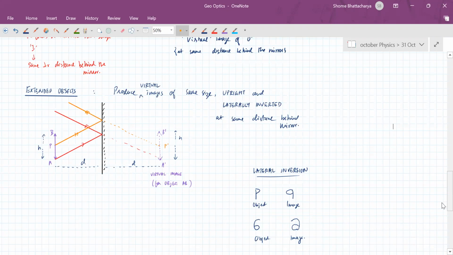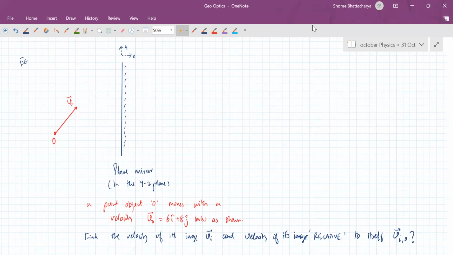Okay, let's come to the question now. To deal with this question, what you have to keep in mind is that at any point of time, the image of that object O will be behind the mirror at the same distance as the object is in front. Keeping that property in mind, try to visualize how the image will be moving as the object moves like this. You can also break the velocity of the object into two components, parallel to the mirror and perpendicular to the mirror. Then try to use superposition: if the object was moving with only one of the components, how would the image be moving, and then superimpose.